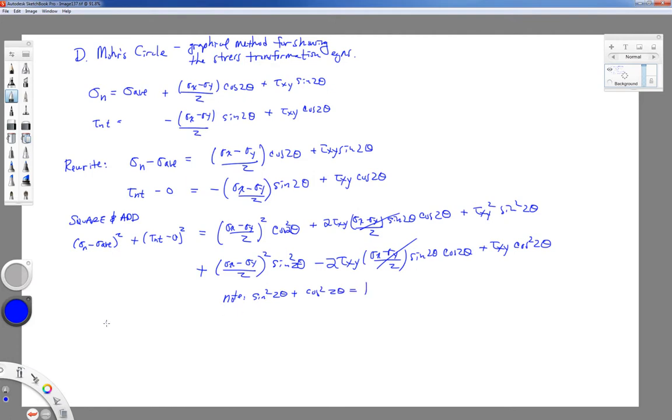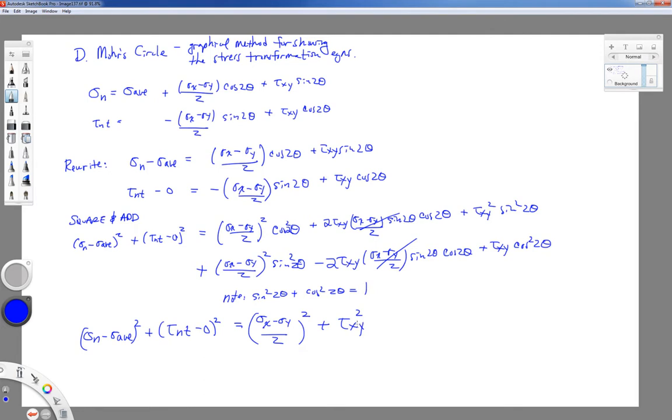So what I get left with is (sigma n minus sigma average) quantity squared, plus (tau nt minus 0) quantity squared, is equal to ((sigma x minus sigma y) over 2) quantity squared, plus tau xy squared. All the functions of theta have gone away.